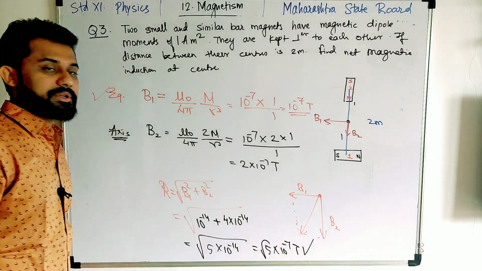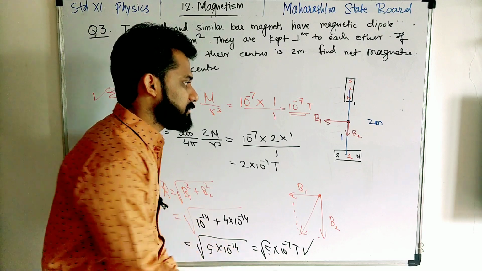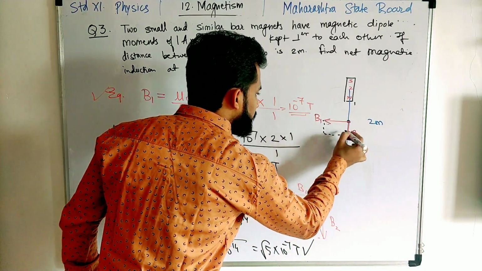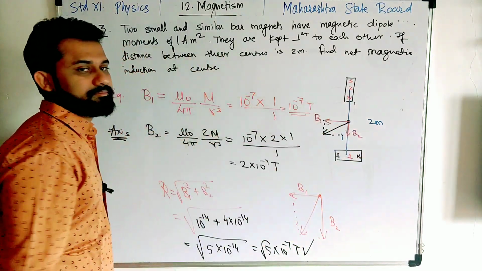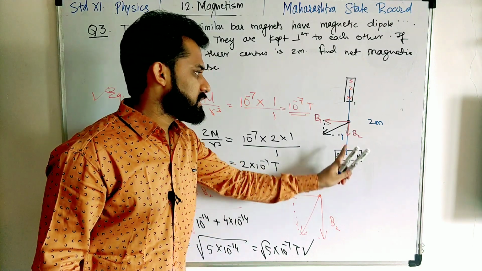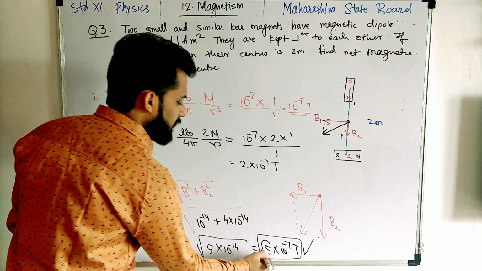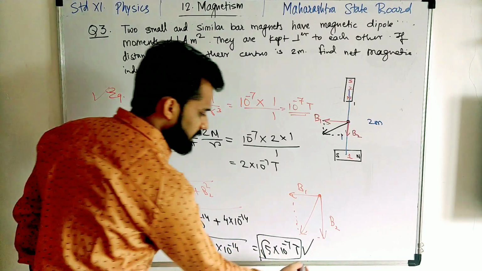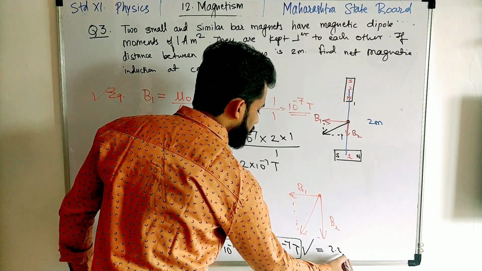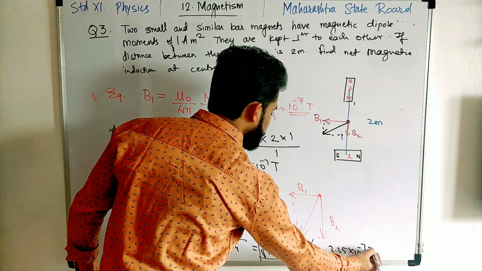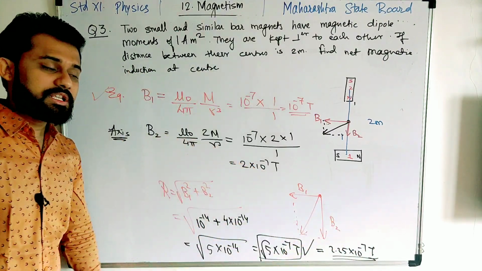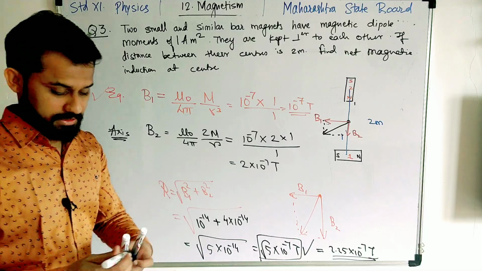This is the answer for question number 3. This is the net field. In which direction it will be? Approximately in this direction for this figure. Okay, so if you interchange poles, the direction is going to change, but the value will still remain same. Root 5 into 10 raised to minus 7. In decimal it will be roughly 2.25 times 10 to the power minus 7 Tesla, roughly. So this is the answer for question number 3.